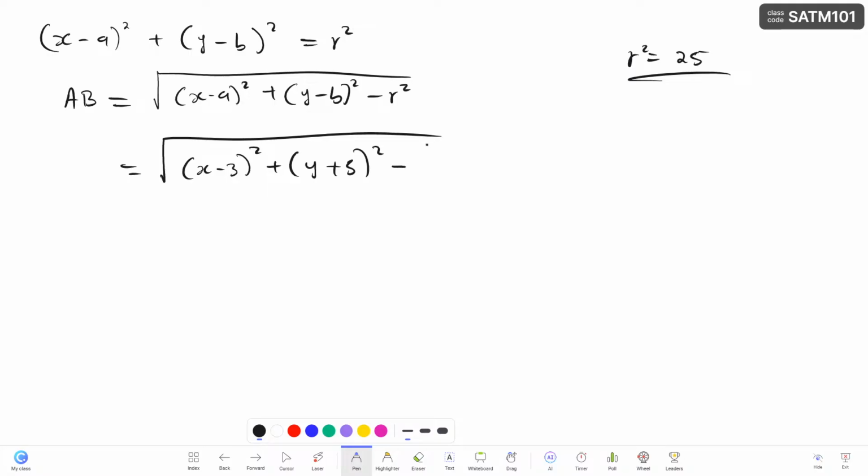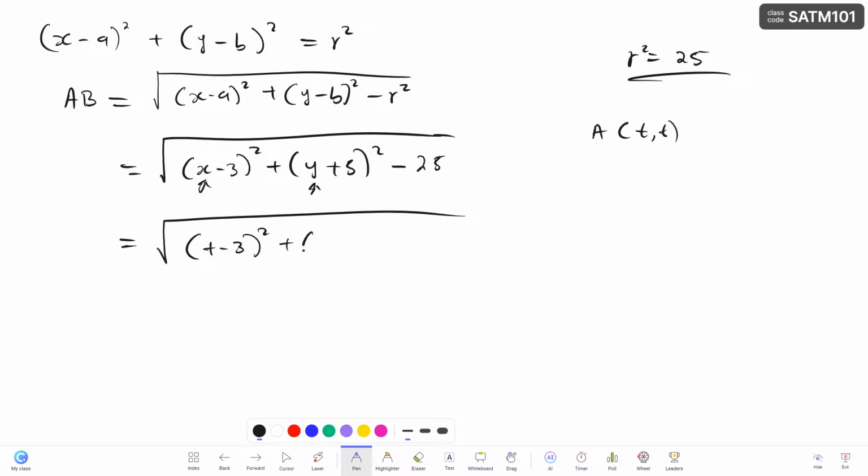We need to substitute the 25. We also need to substitute x and y, because remember we're given that a is t and t. So here you need to say square root of (t minus 3) squared plus (t plus 5) squared minus 25.